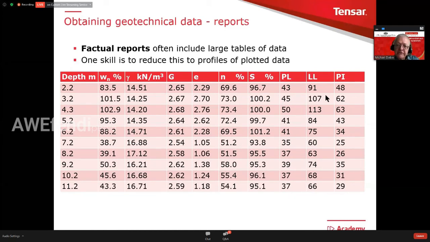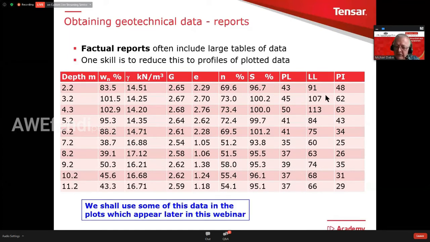And the only point I want to make here is that if you're an interpreter, if you want to use this information, it helps greatly if you can summarize this into a small number of plotted profiles or similar graphs, because you can see everything so much more quickly. And that is something which we need to look at briefly.